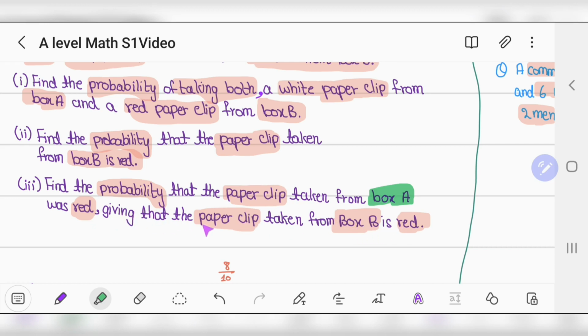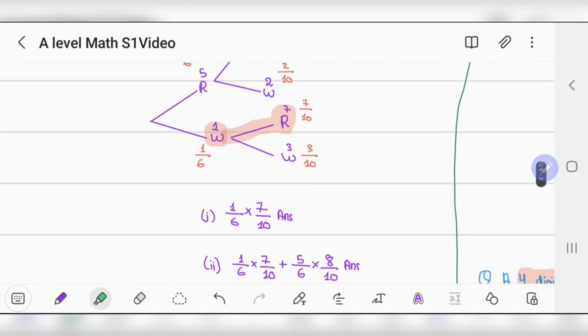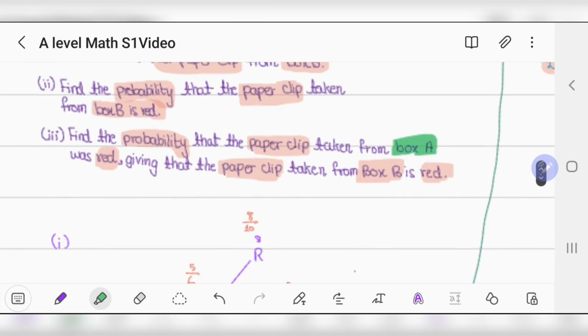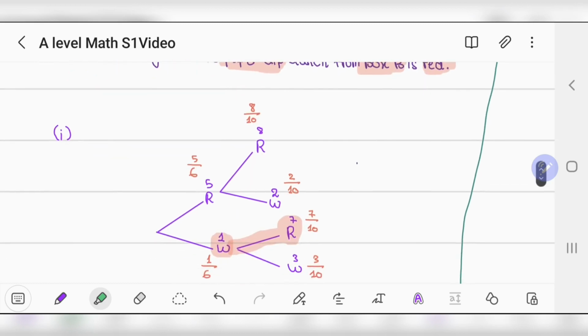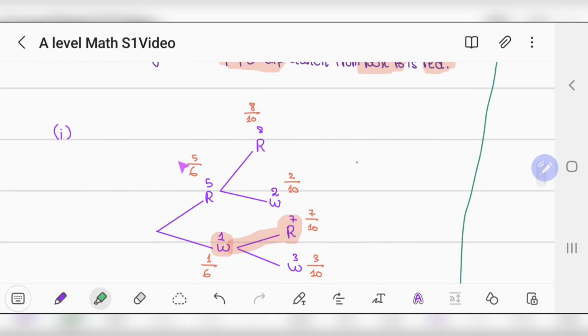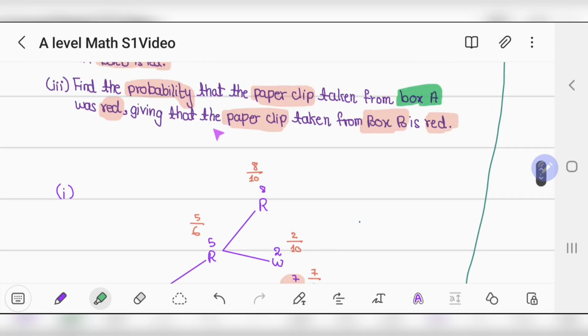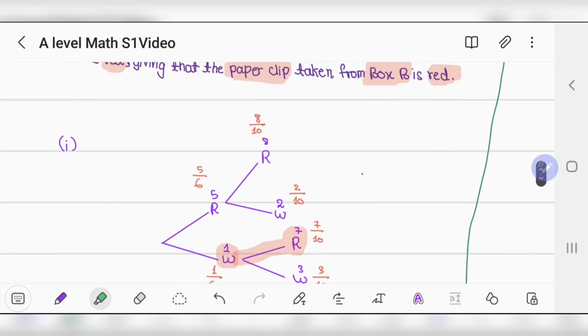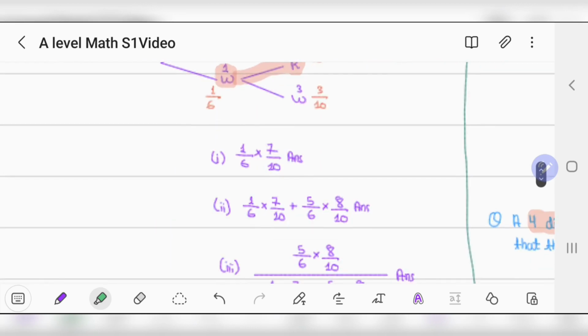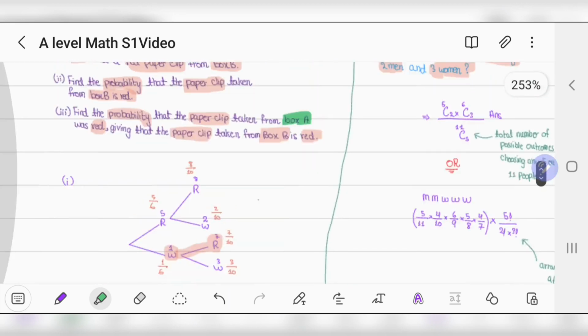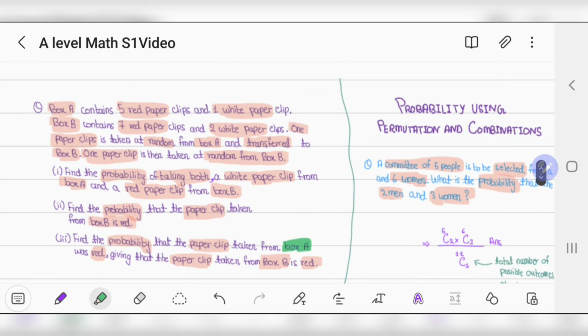Okay, first of all we need to see this, given that the paperclip taken from box B is red. So we already have this answer. This is the given probability, and now we need to fulfill the condition that the paperclip taken from box A was red. So 5 upon 6 multiplied by 8 upon 10 plus 5 upon 6 multiplied by 2 upon, wait, given that, okay, this is 5 upon 6 multiplied by 8 upon 10. This is the answer. Okay, it's really easy. It's not really that difficult.